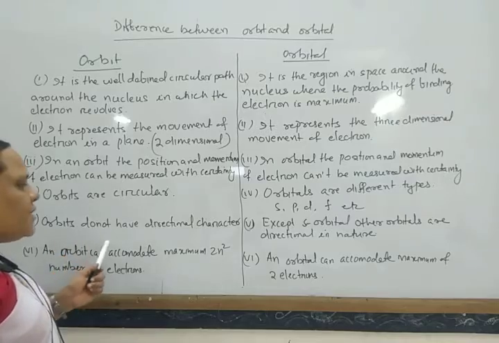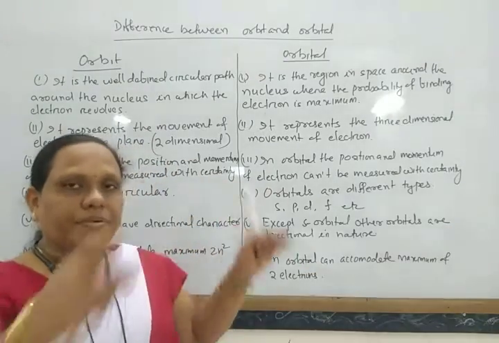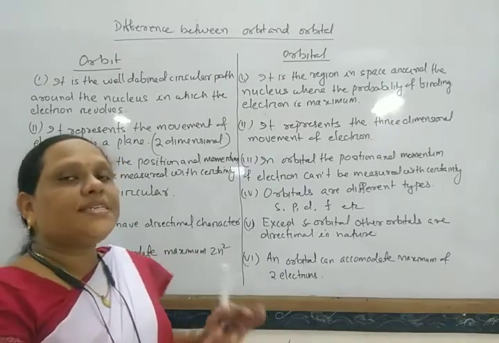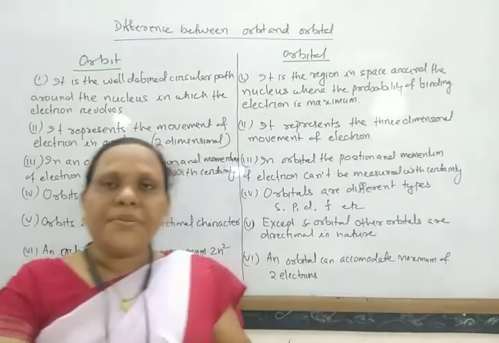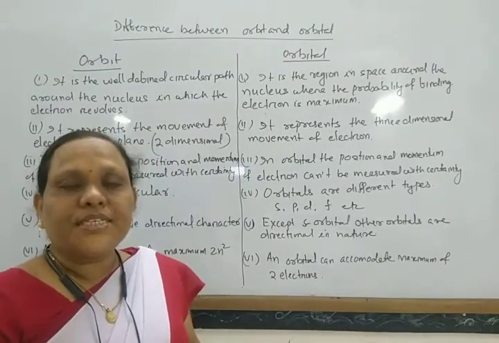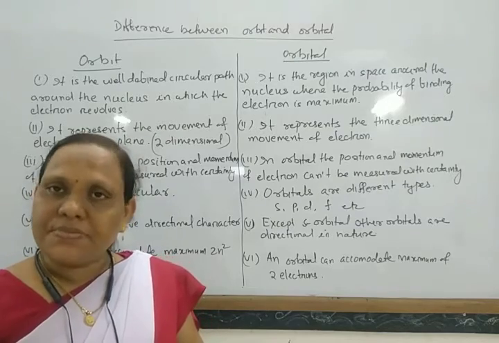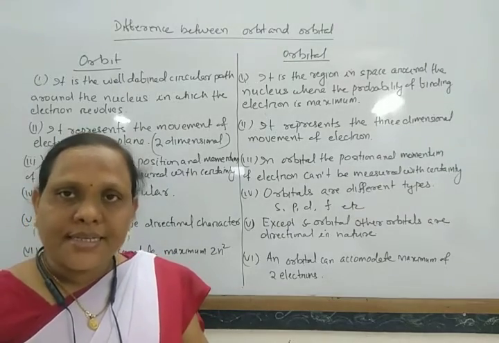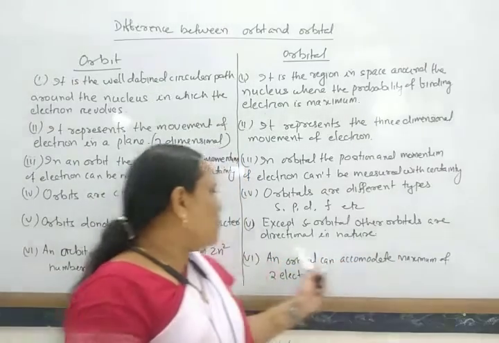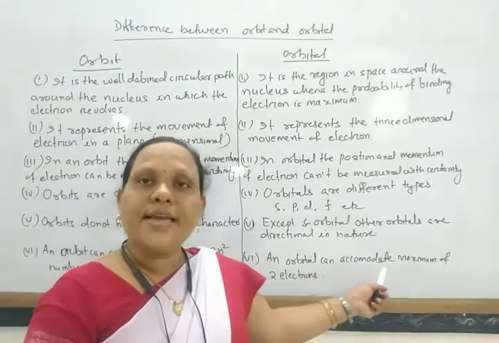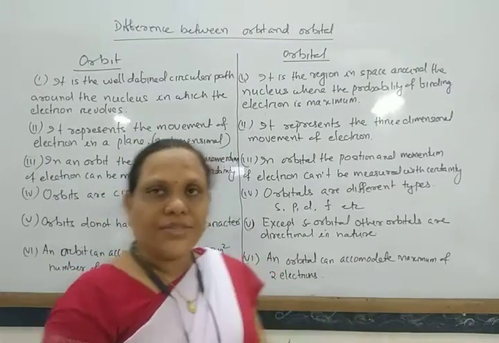Next, orbits do not have directional character. As an orbit is circular, there is no direction in which it is present. Except the s orbital, which is spherical in nature and non-directional, all other orbitals have different orientations and alignments in space. So except the s orbital, all other orbitals are directional in nature.